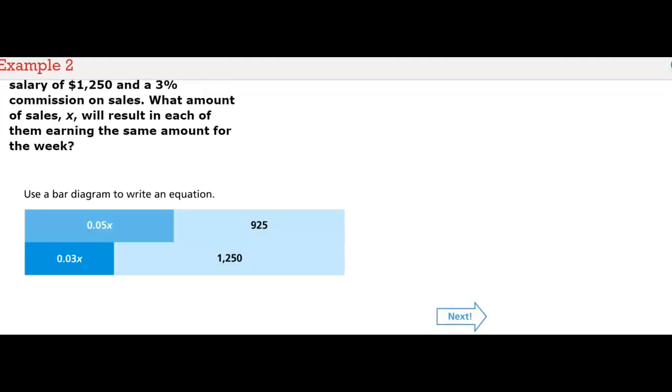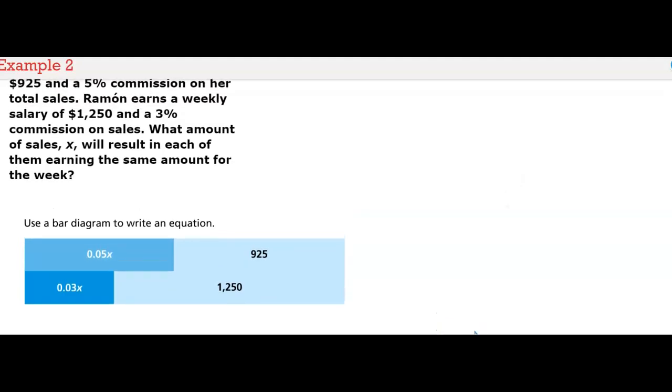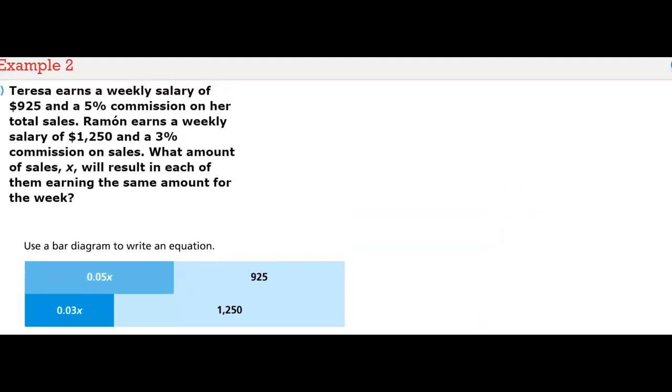So here's our bar diagram written for us. We have the 0 and 5/10 times x. That represents the 5% commission. And then we have 925 on the other side. So this is for Teresa. Then we have the second bar diagram right underneath, and it has 0.03 times x, which represents 3% for Ramon. And this is how much Ramon earns in that week.